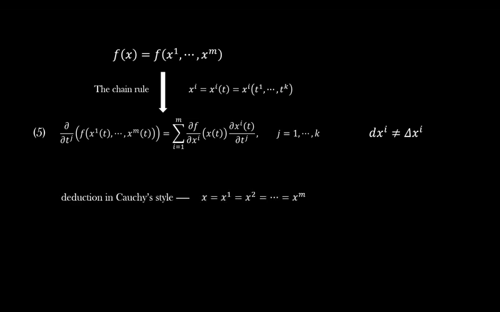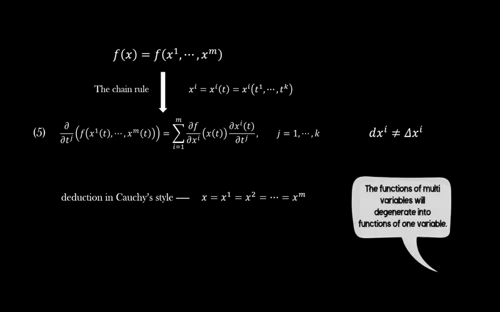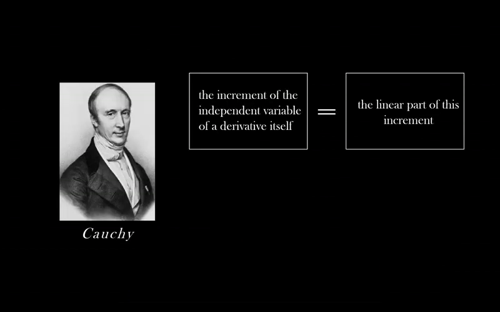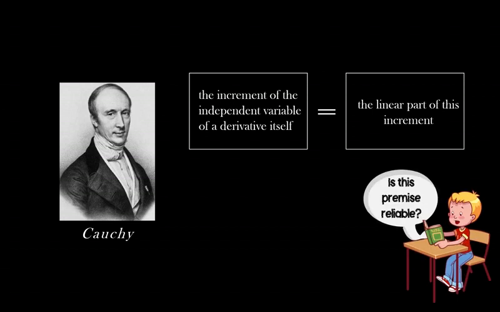If we expect to make a deduction in Cauchy's style, we have to stipulate x = xi, where i goes from 1 to m. Thus x1, x2, ..., xm all equal x can be deduced. However, in this way, functions of multiple variables will degenerate into functions of one variable, which is absurd. In a word, the premise of the current principles of calculus is that the increment of the independent variable of a derivative itself is always equal to the linear part of this increment, regardless of whether the increment grows in a linear or nonlinear relationship. Is this premise reliable?